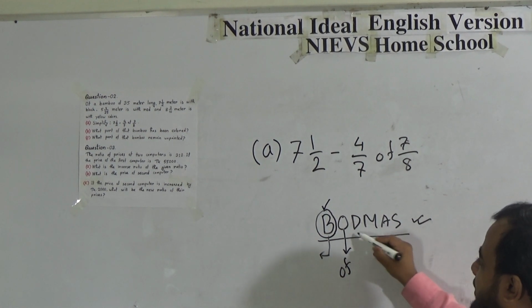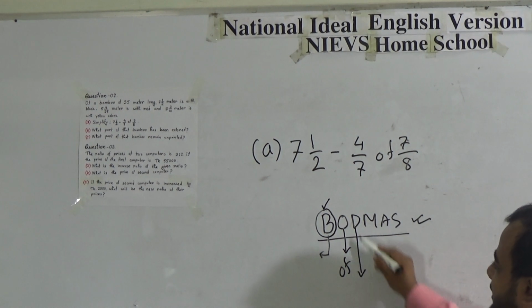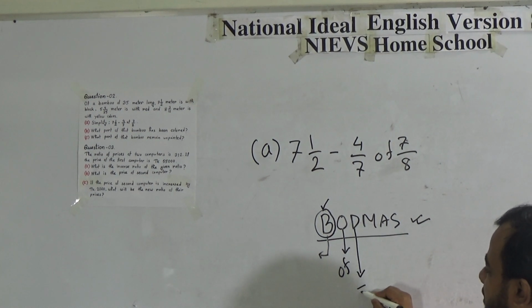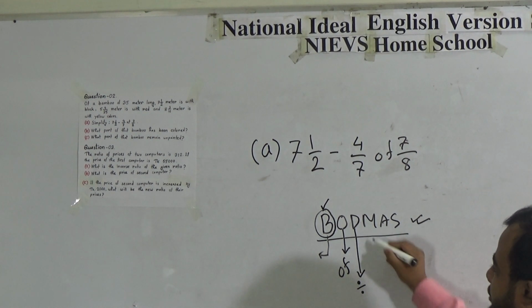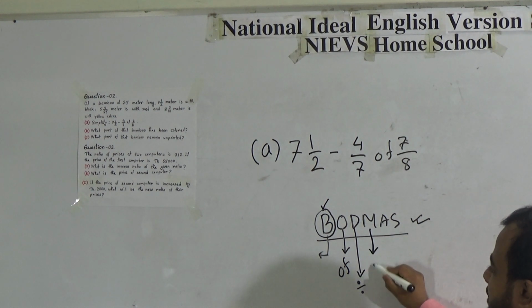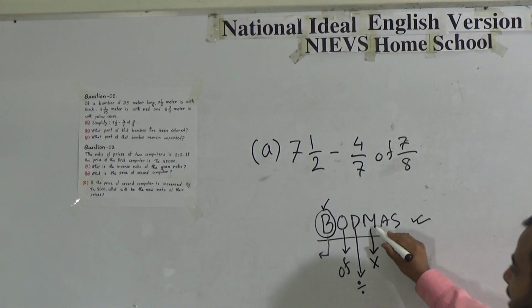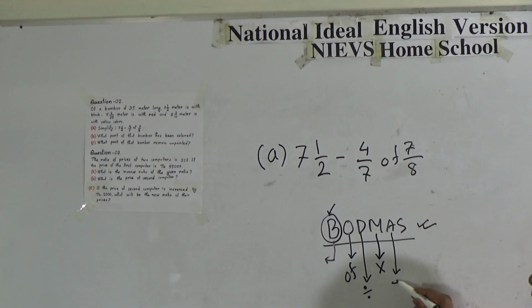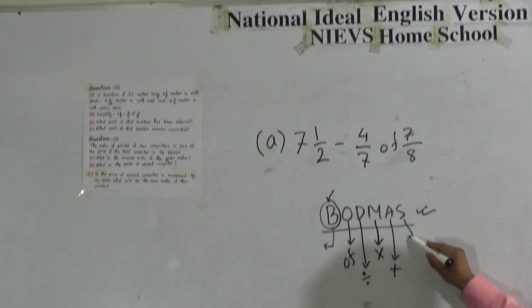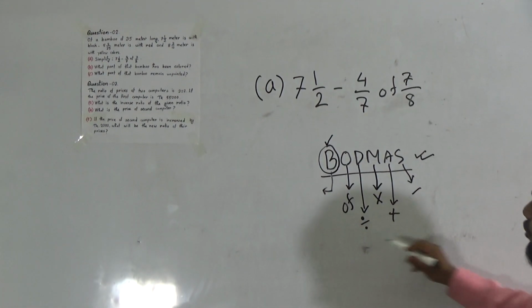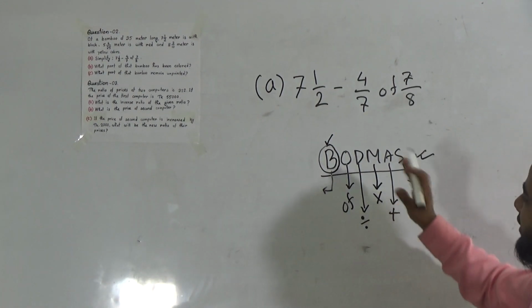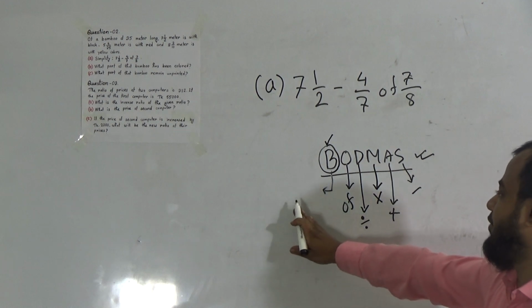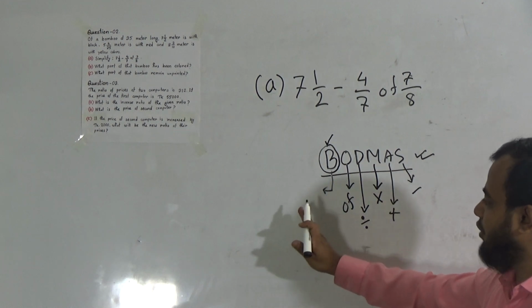Then after that, we have to do D's work. D means division. After division, we have to do M's work. M means multiplication. A means addition. That means after multiplication, we have to do addition. And at last, we have to do subtraction. So which sign will arise here? We have to do the work from the left side first.